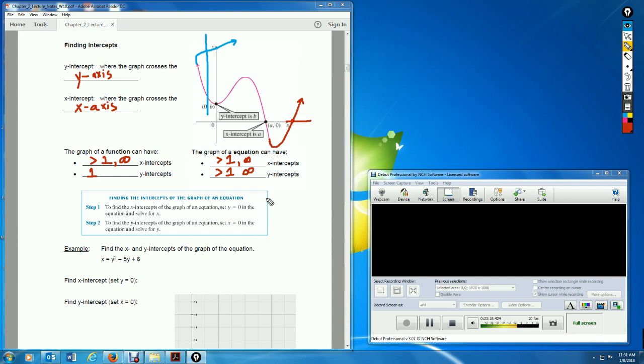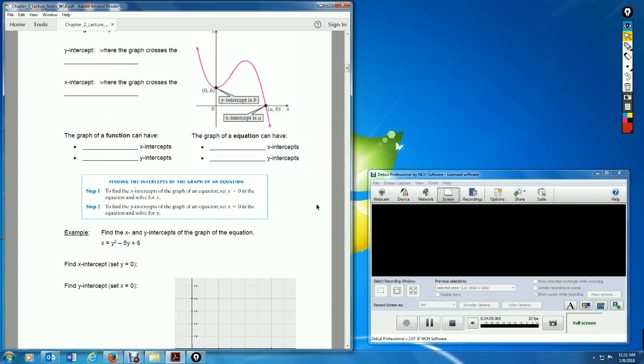Okay, so specifically finding the intercepts of an equation: if you want to find the x-intercepts of an equation, then you need to set y equal to 0. Because if you look back up here at the graph, at the x-intercept, the y-coordinate is 0. Similarly, to find the y-intercepts, set x equal to 0. Because when the graph passes through the y-axis, that means the x-coordinate is 0. All right, I'm going to erase and scooch down. Let's look at an example.